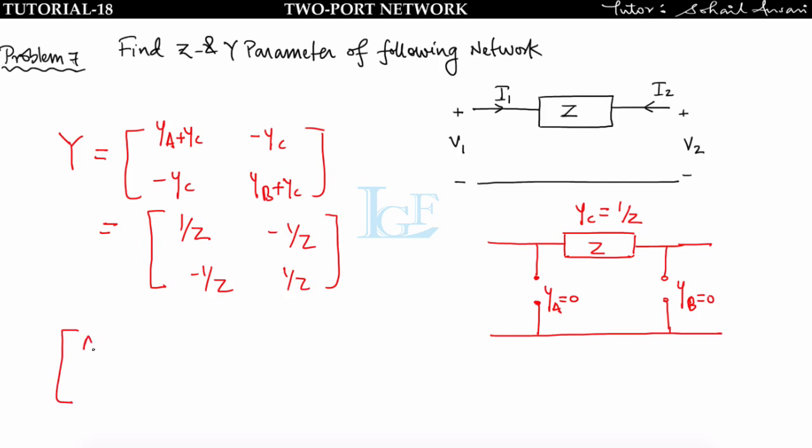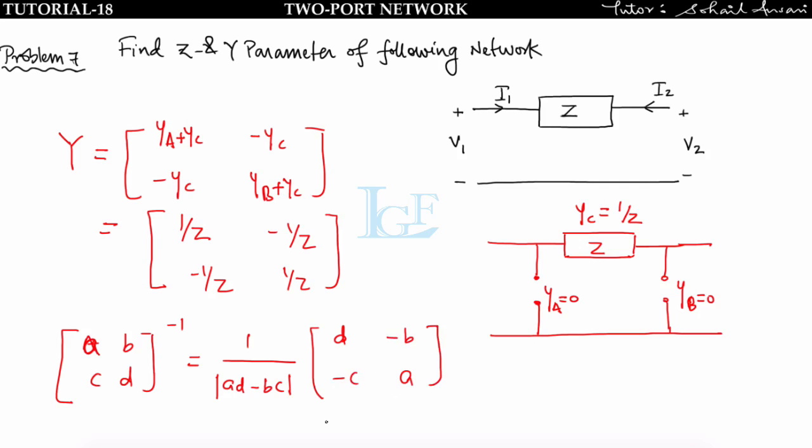Suppose any matrix is given, A, B, C, D, and you have to find the inverse of this matrix, then this is given by 1 upon AD minus BC, that is equal to the determinant of this matrix, and interchange the diagonal elements, means D will be here, A will be here, and take a minus sign in the remaining elements. This will be the inverse of the ABCD matrix. This is valid only for a 2 cross 2 matrix.